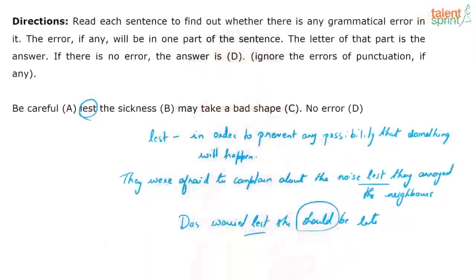Okay, but for now, I'm just saying both the constructions are acceptable, where lest appears as it is in our first example, or lest is followed by should, but not any other modal. So obviously the error is in part C, where I remove may, right? And I can add a should. Be careful lest the sickness should take a bad shape.